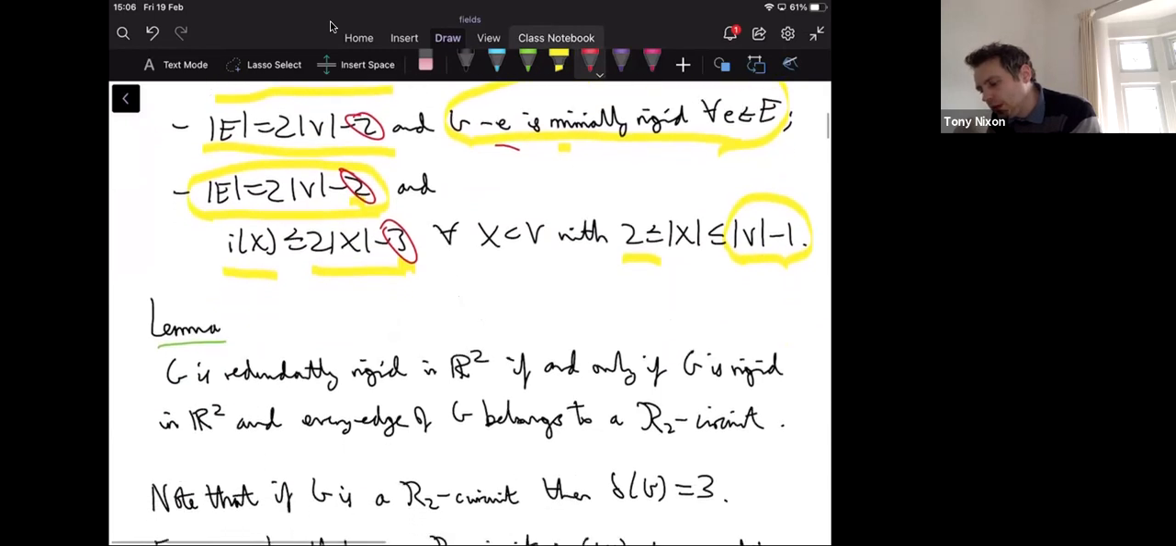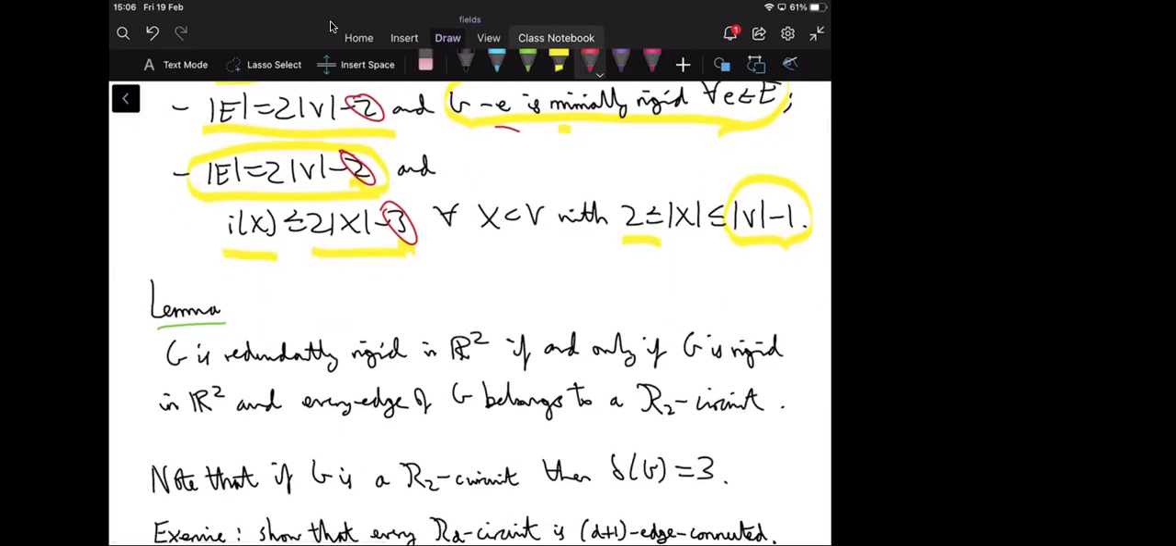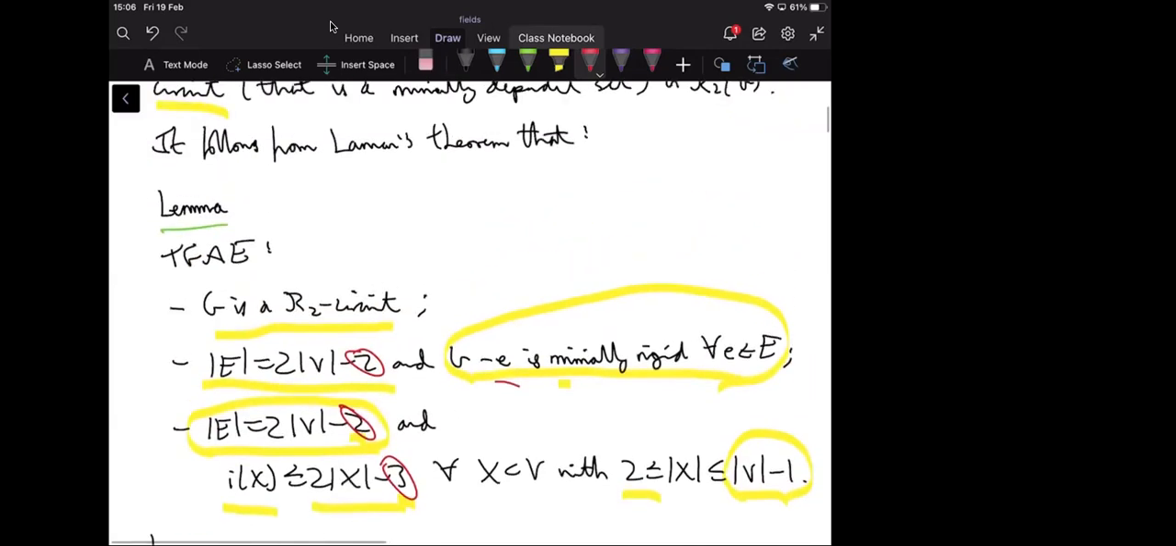Okay, so sorry, I guess I've answered a question. Yeah, for the first condition up above, we're saying G is an R2 circuit because that's equivalent to the second one where G is minimally rigid. Is that because any subgraph of G would be independent in the rigidity matroid?